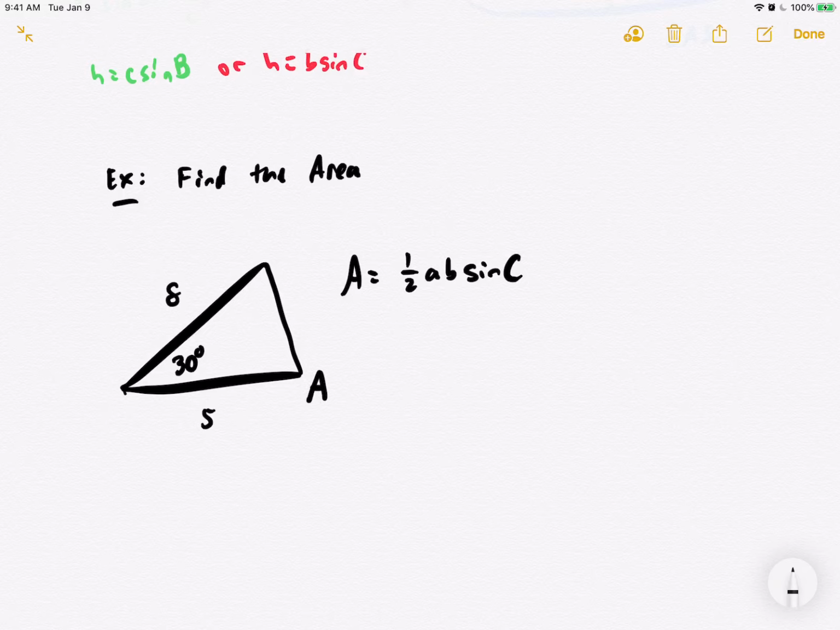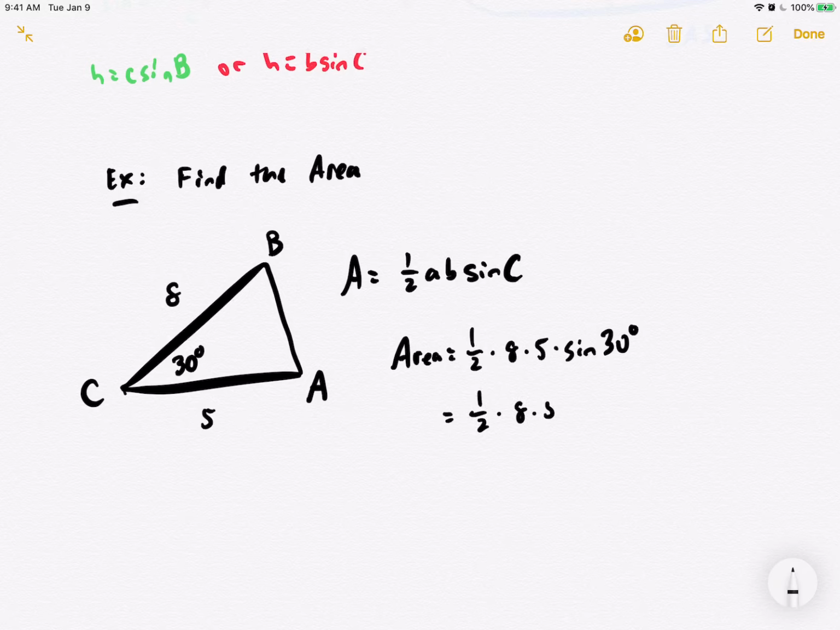So let's just see how that would work here. If I put my vertex A here and my vertex B here, then 8 is little a, 5 is little b, and oh yeah, look, angle C is over here at 30 degrees. So it's just a matter of, I'll write area here so the A's aren't confused, plugging everything in. 1/2 times 8 times 5 times the sine of 30 degrees, and well, sine of 30 degrees is also a half. That's convenient. So I'll have 1/2 times 8 times 5 times a half. So that's 40 divided by 4, so the area would be 10 units squared.